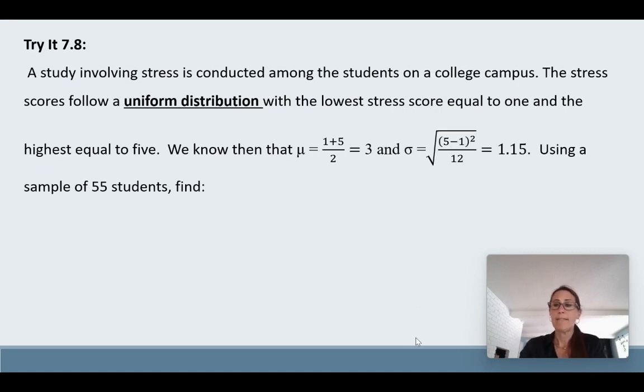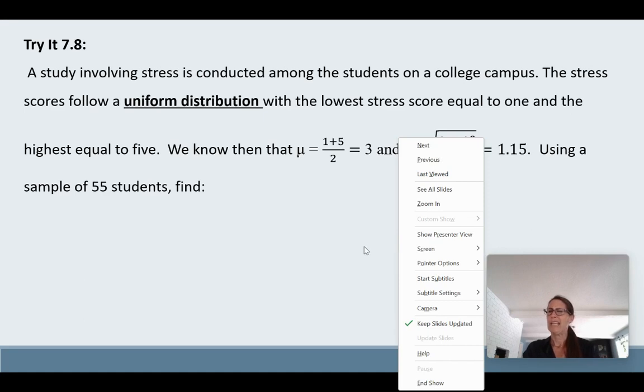So try it 7.8. A study involving stress is conducted among the students on a college campus. The stress scores follow a uniform distribution with the lowest stress score equal to 1 and the highest equal to 5. So we know from uniform distributions that the mu of the original distribution is the lowest plus the highest divided by 2, or 3. And the standard deviation is the square root of the highest minus the lowest squared divided by 12, or in this case, 1.15. So that's a uniform distribution.